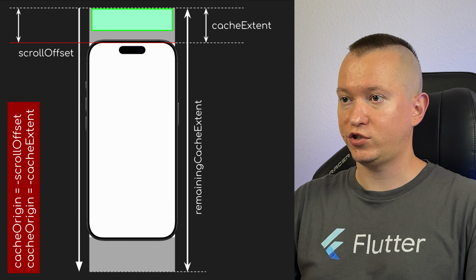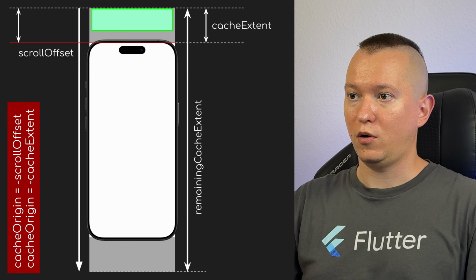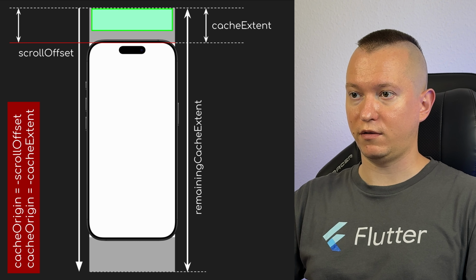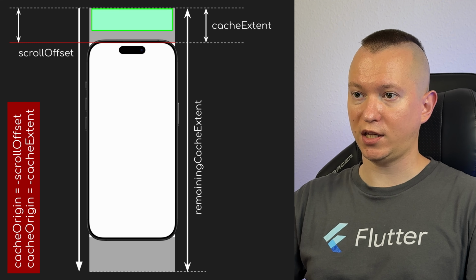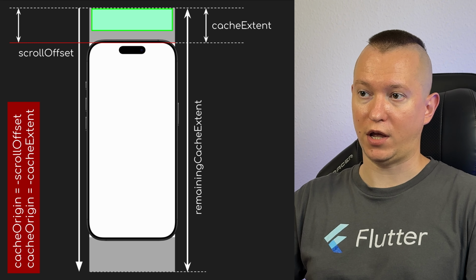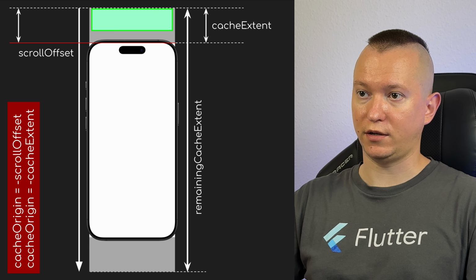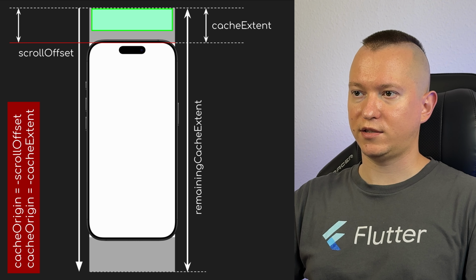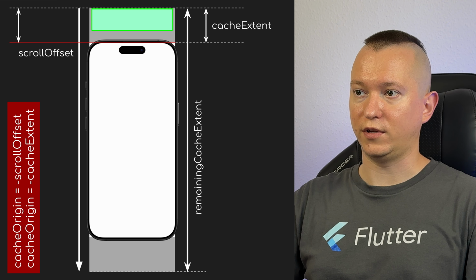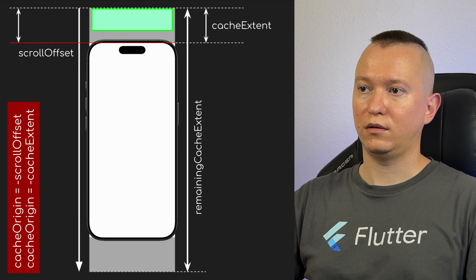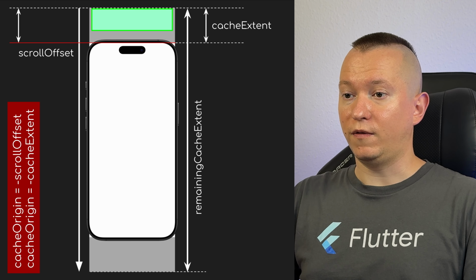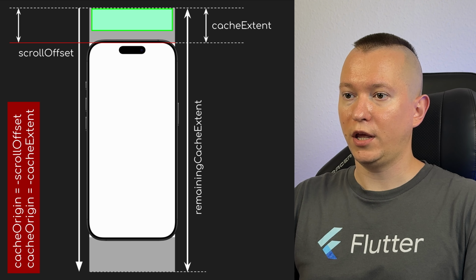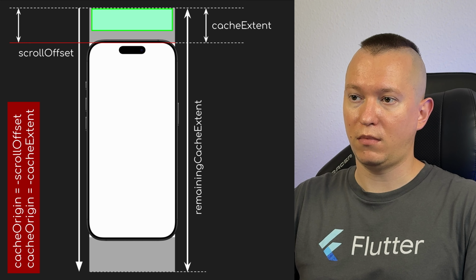When the sliver reaches the end of the cache area, we face the first edge case. In this case, there is no visible part of the sliver in the visible part of the viewport, so we can consider that the first visible part is the edge of the viewport, and scroll offset is equal to cache extent. And the remaining cache extent starts exactly at the leading edge of this sliver and in the end of this cache area. In this case, we can see that cacheOrigin has grown to its absolute maximum, equal to cache extent but with a minus sign.